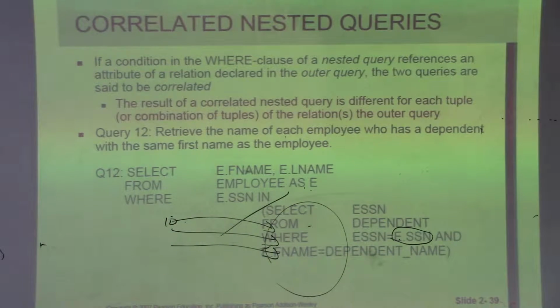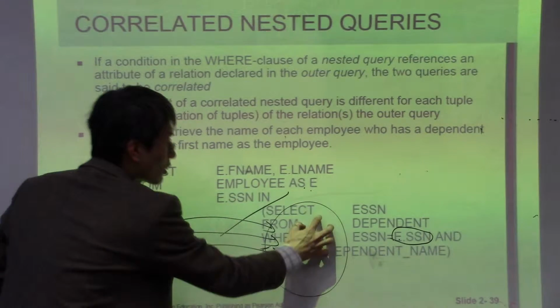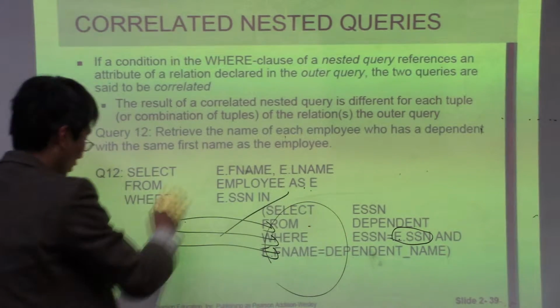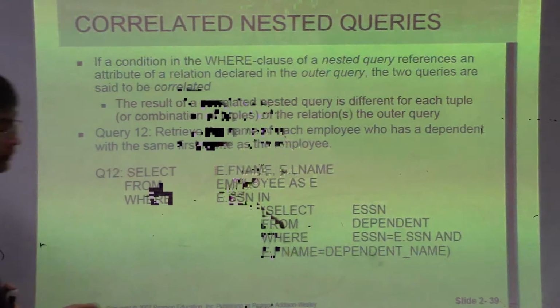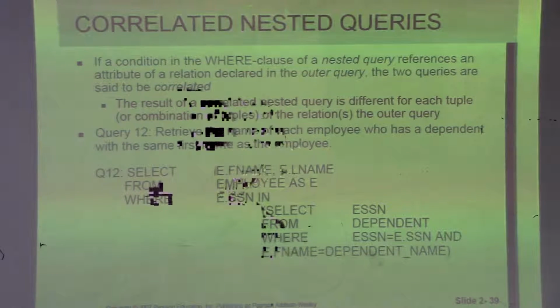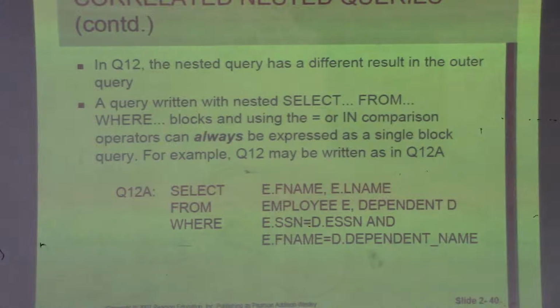Independently. You need to run this for each of the data. That is a correlated nested query. Also, this is a general join query. Okay.